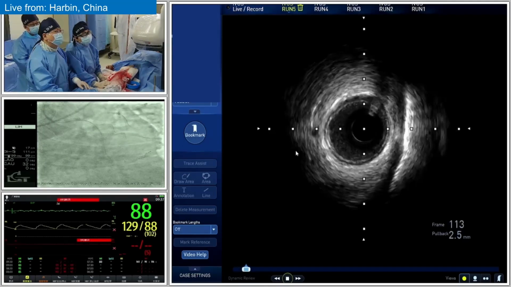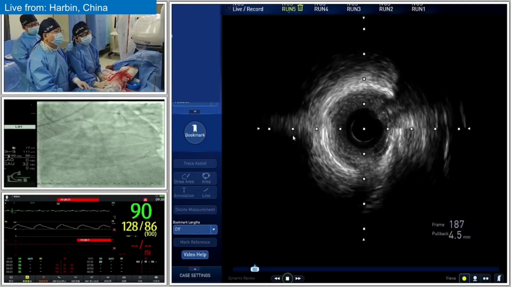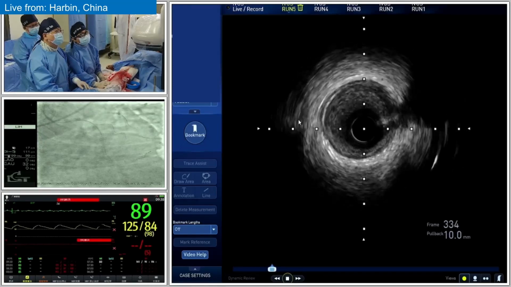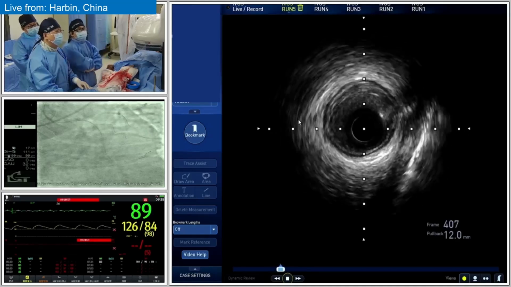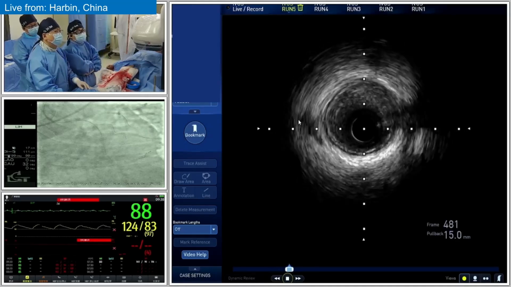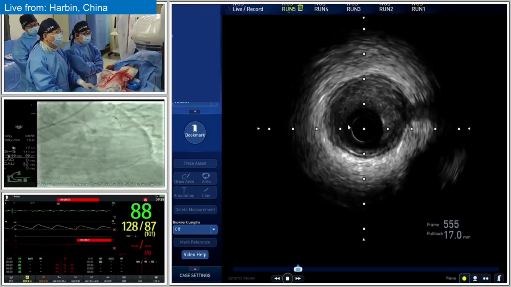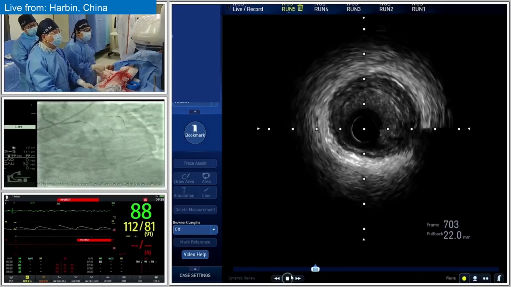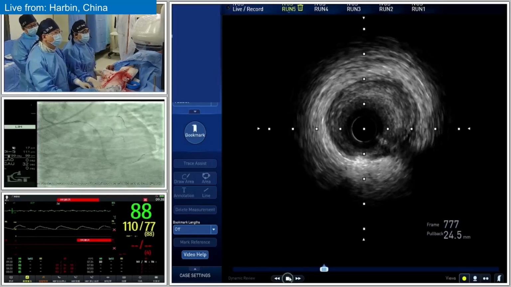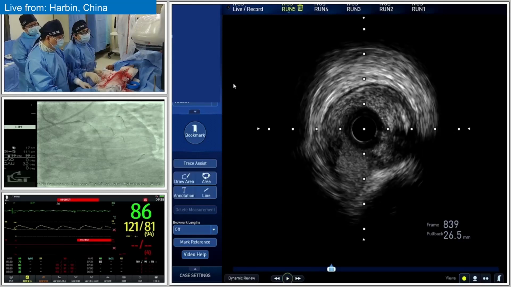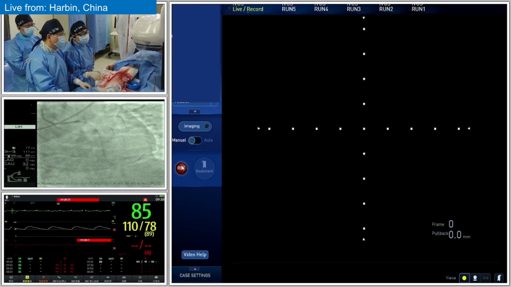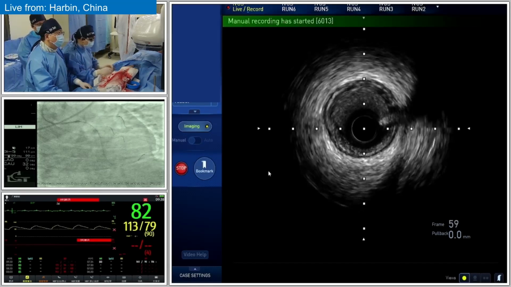We can see the vessel is much larger. 2.5? 2.5 or 3.0? 2.5. It's okay. Dr. Wang, we will perform intravascular imaging again. Okay, manually. Can we start now? Yes, it's okay.